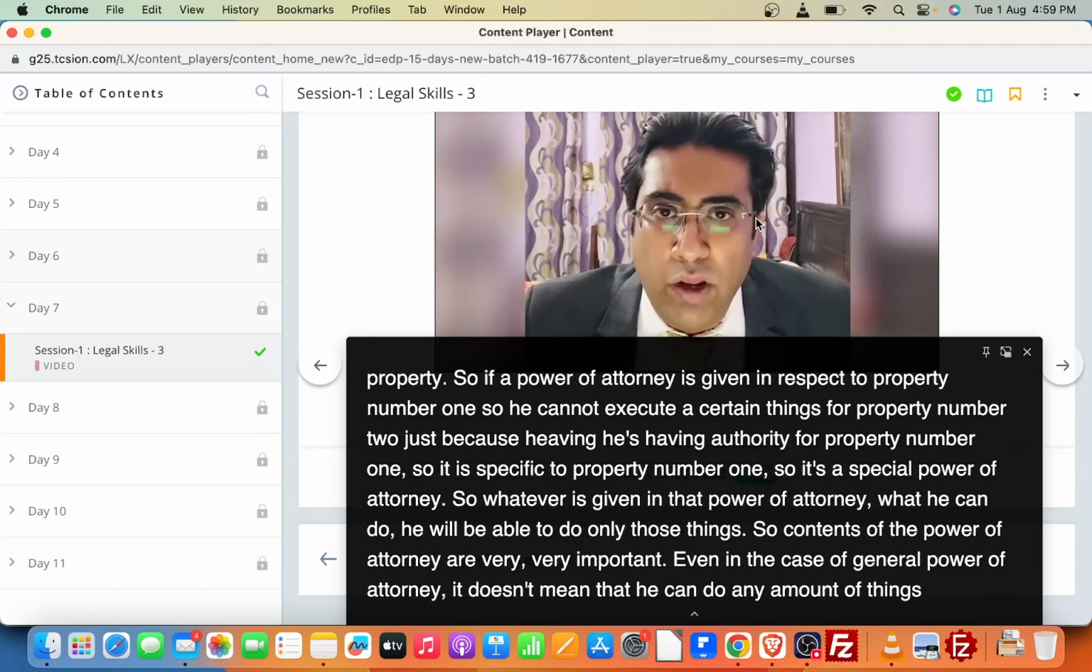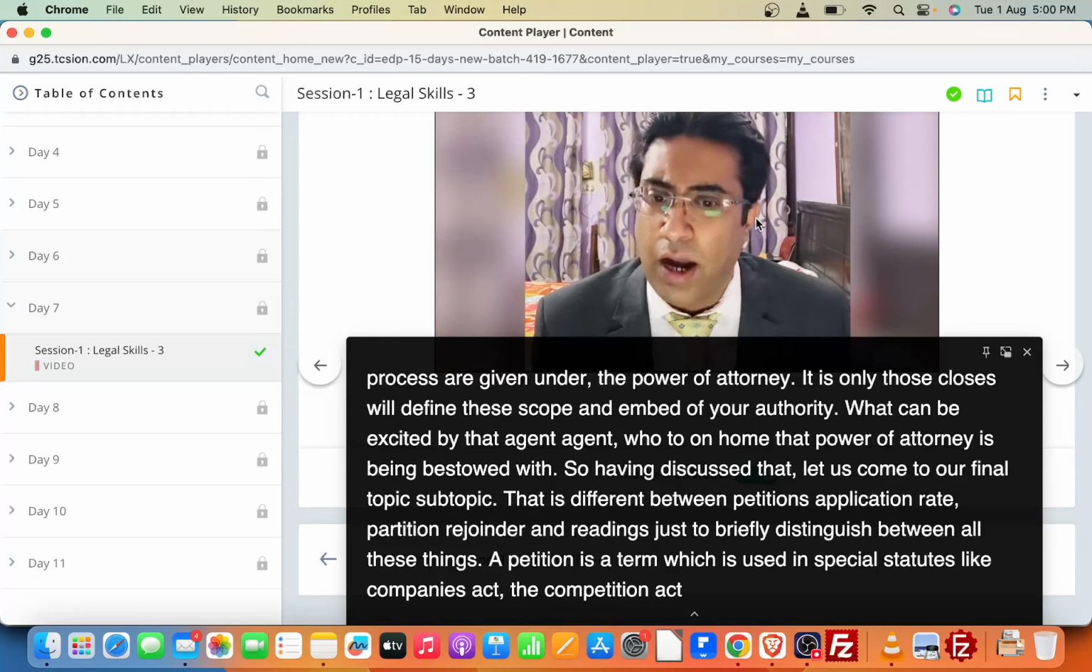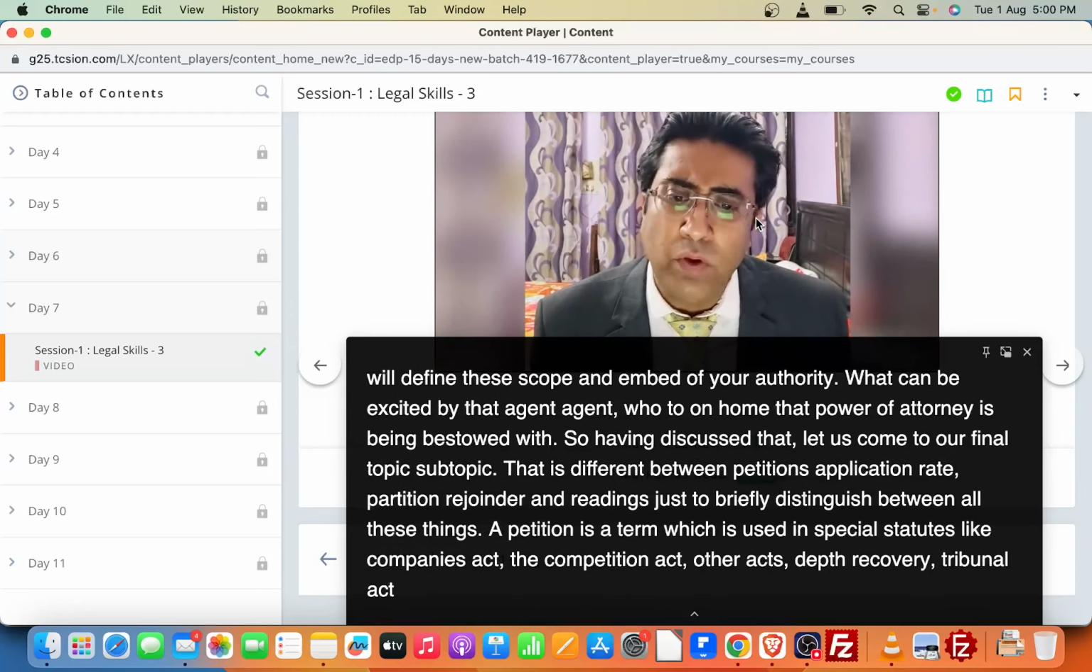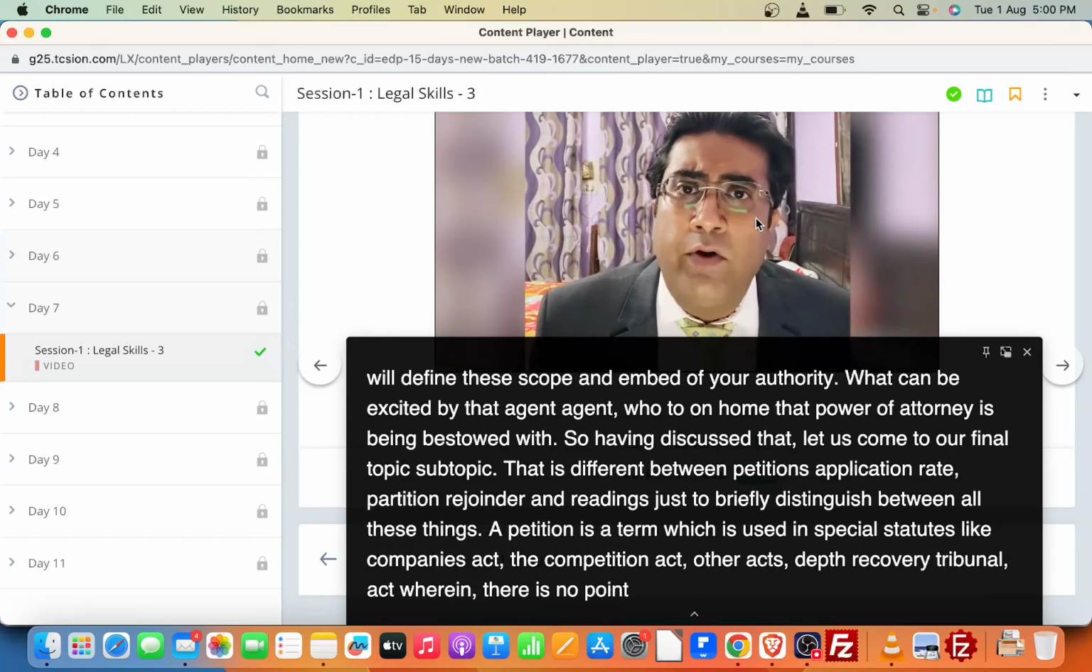So having discussed that, let us come to our final subtopic, that is the difference between petitions, applications, writ petition, rejoinder, and pleadings. Just to briefly distinguish between all these things, a petition is a term which is used in special statutes like the Companies Act, Competition Act, other acts, Debt Recovery Tribunal Act, wherein no plaint or suit is involved. We'll come to what a suit is a little later. But just for the sake of understanding, kindly remember, anything which is not a suit, which is not a plaint, is a petition.